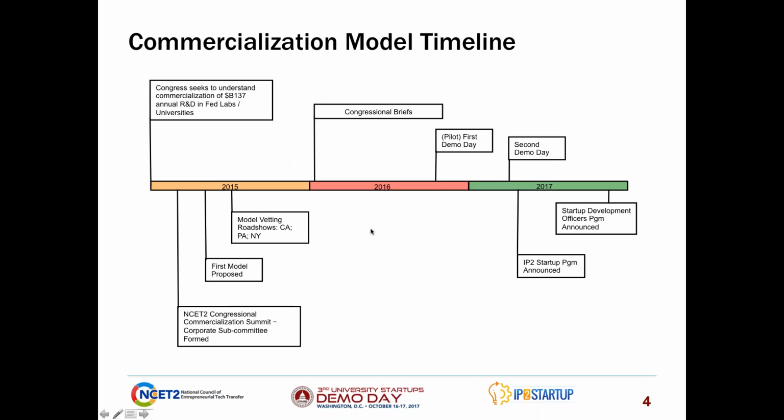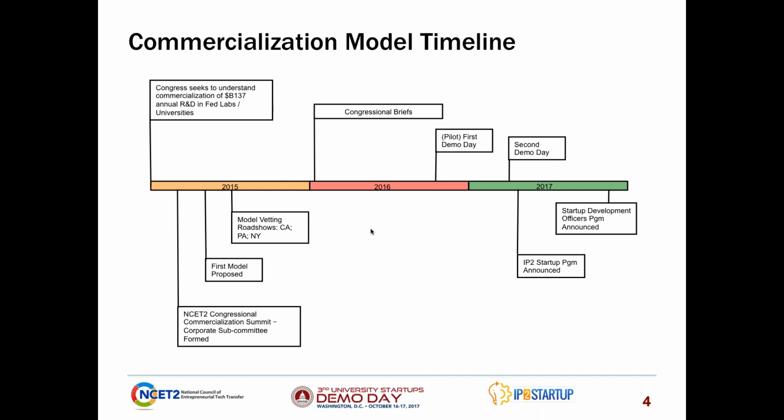So, Rhea, next slide. This is actually an outgrowth of a congressional ask. Congress contacted us over 2.5 years ago now, in 2015, and they were looking for ways to commercialize the $137 billion of federally funded R&D at universities and federal labs. Specifically, they wanted to talk to our corporate members, our Fortune 500 members, to see if they had any ideas. And they definitely said they had some ideas.